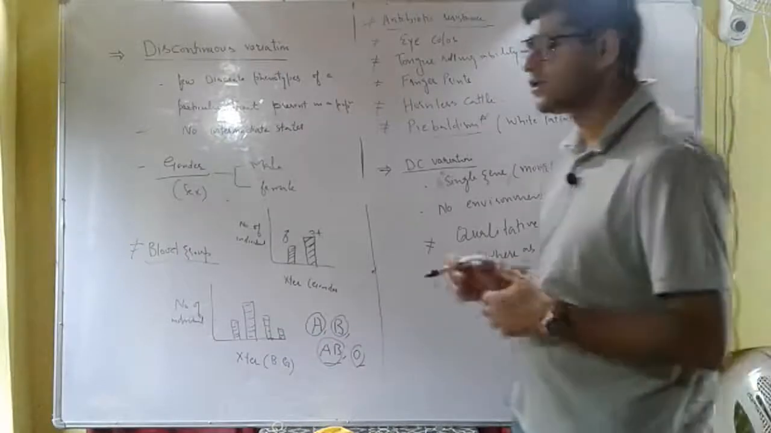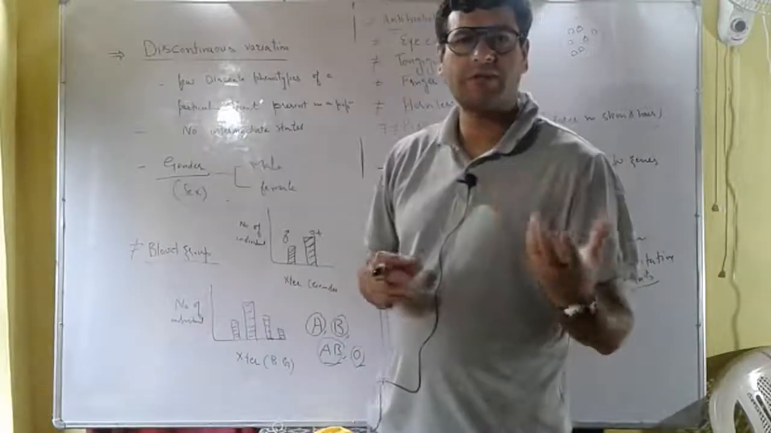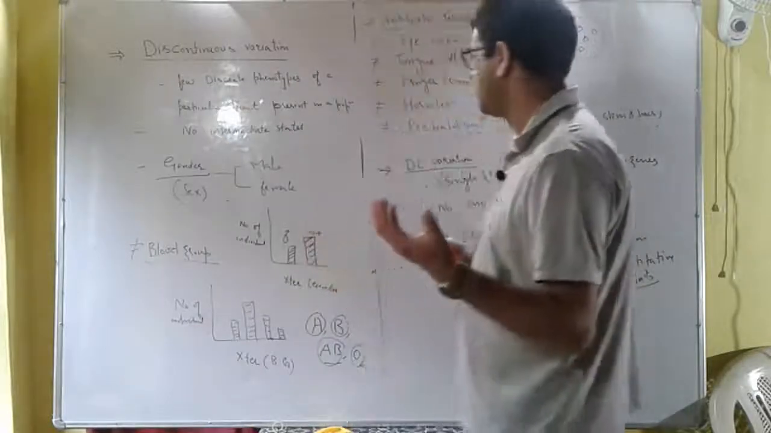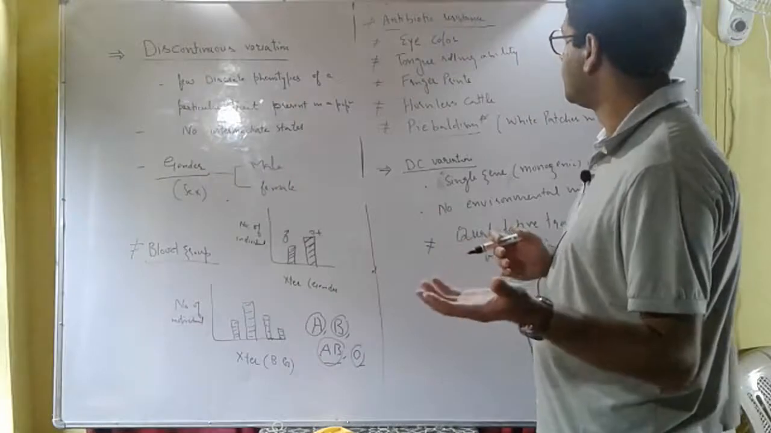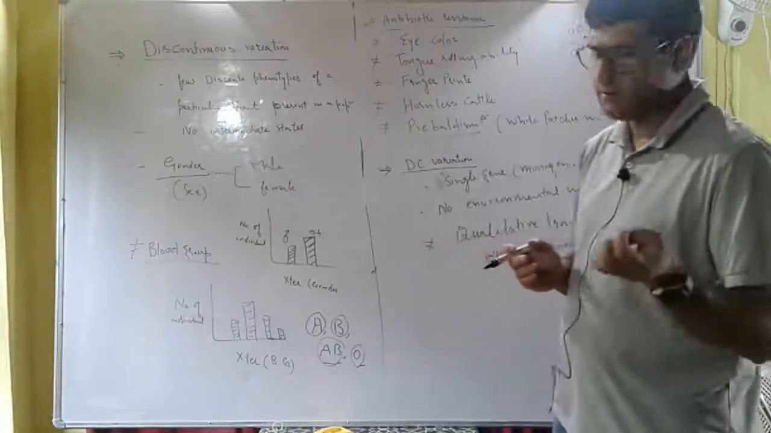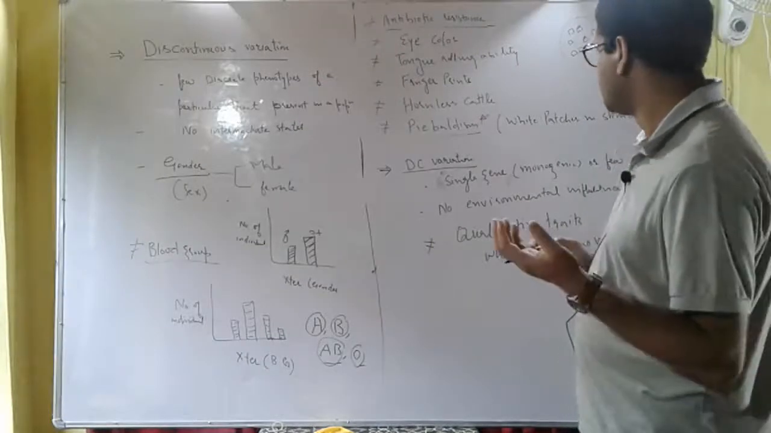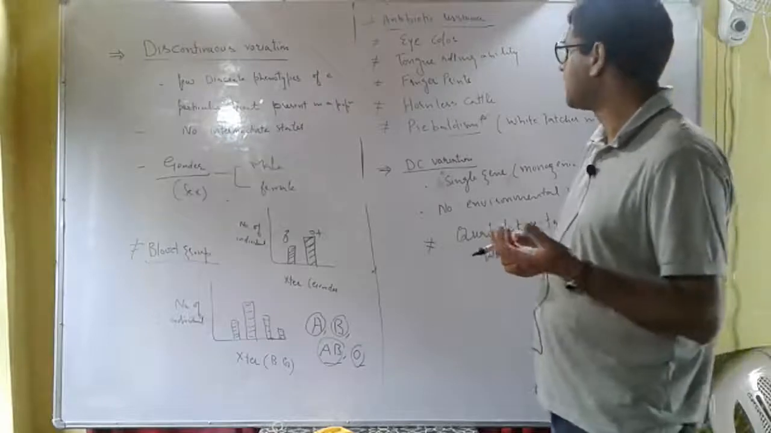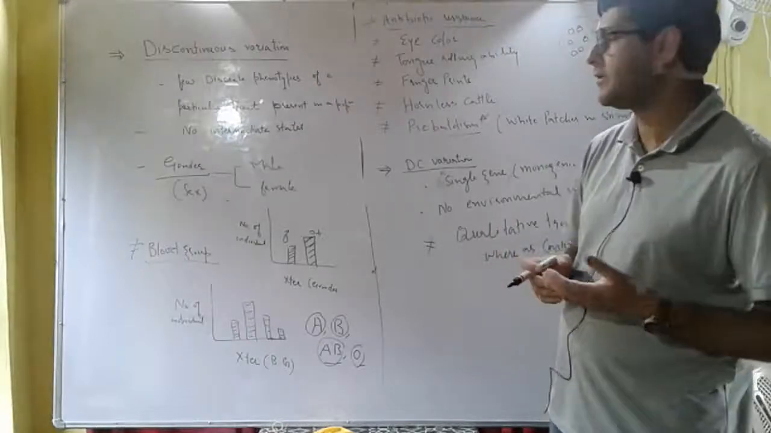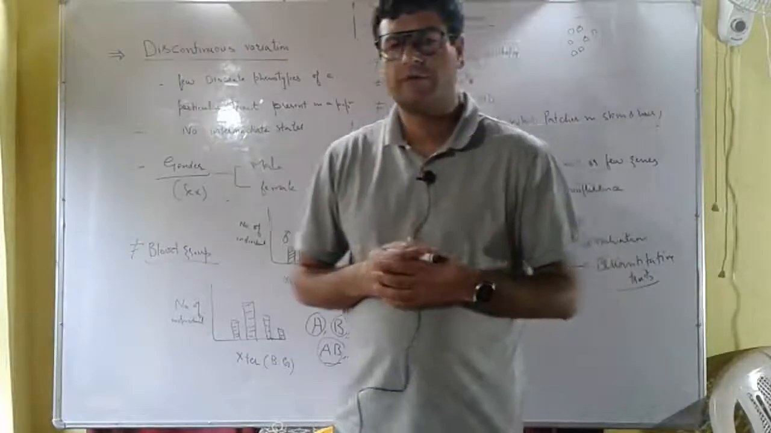So discontinuous variation is typical of qualitative traits. For example, blood group in humans, antibiotic resistance, these are qualitative traits. Eye color, tongue rolling ability, fingerprints, these are qualitative traits.